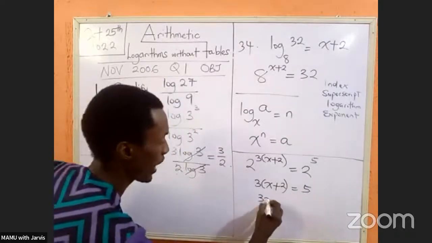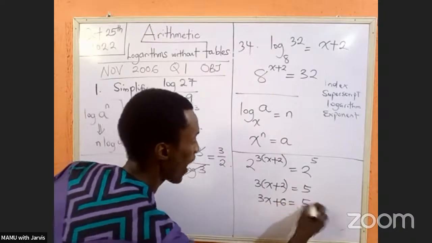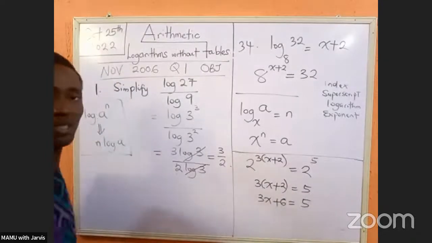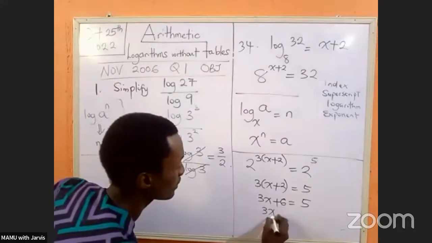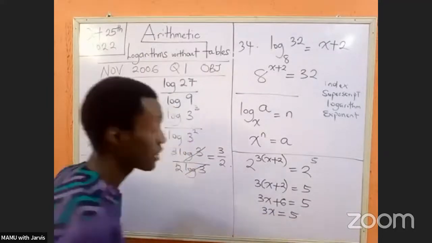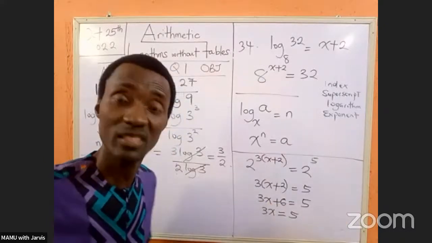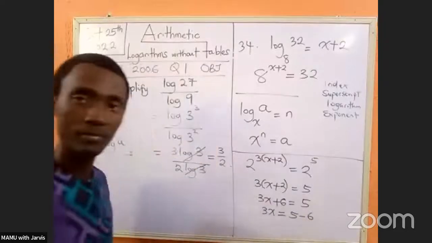So this will now be 3x plus 6 equal to what? 5. So from this point, your normal knowledge of algebra comes to play. This becomes 3x equal to what? 5. This is a king. If it crosses over, it becomes what? A slave. And a slave is what? A negative, minus 6.